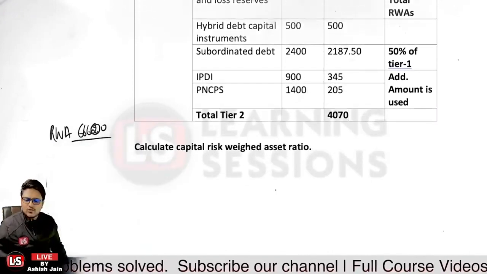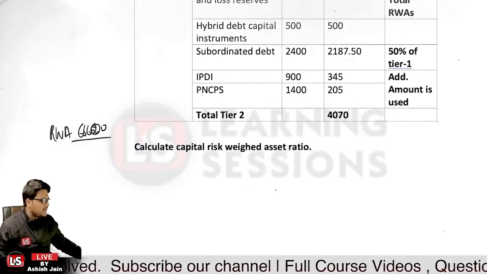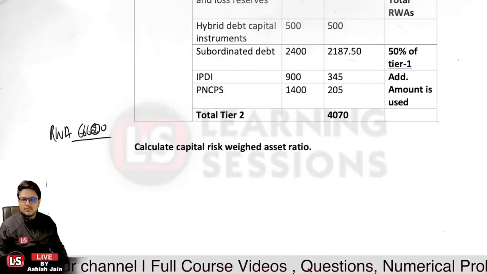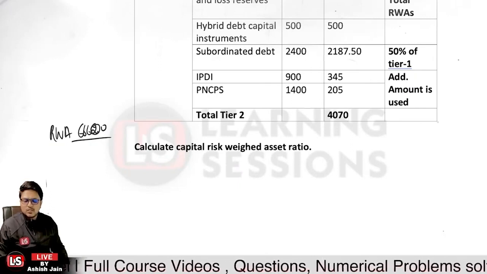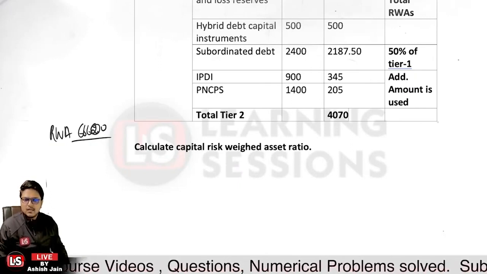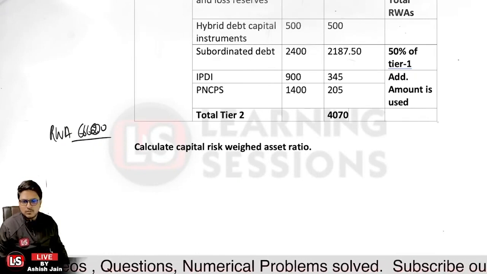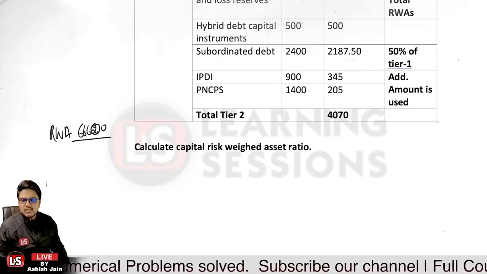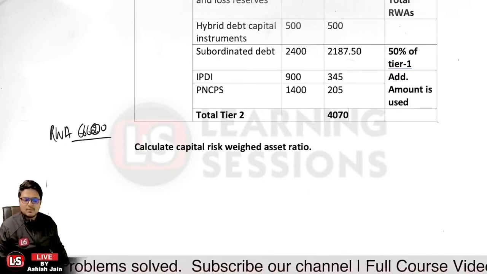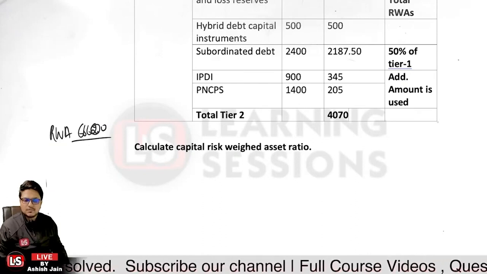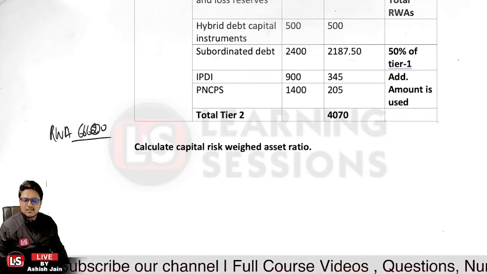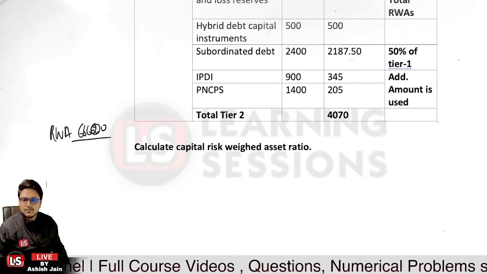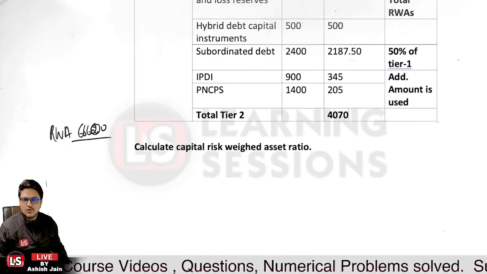Now what is the question over here that you need to solve? Calculate the capital risk weight asset ratio. So what should be the formula over here for calculating the capital risk weight asset ratio? Any of the surplus from the PNCPS forms a component of the tier 2 capital. Also the RCPS, redeemable cumulative preference shares, form part of the tier 2 capital.